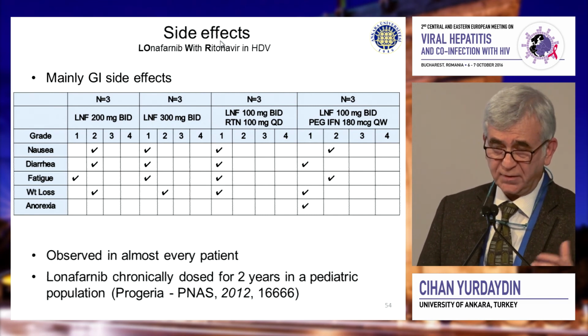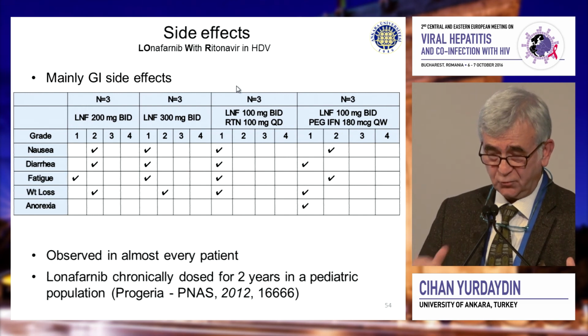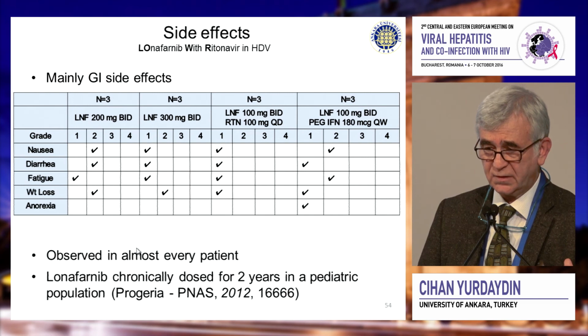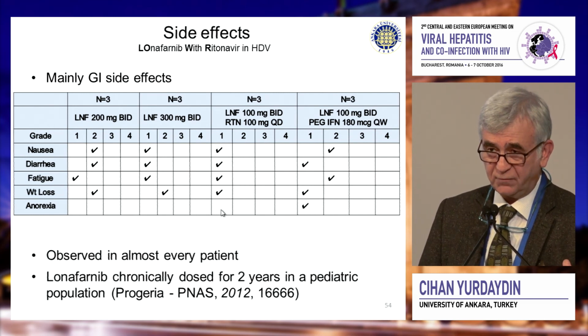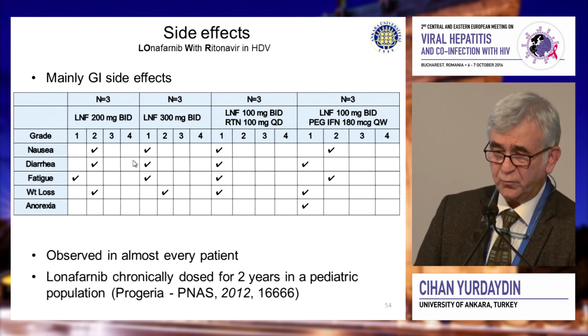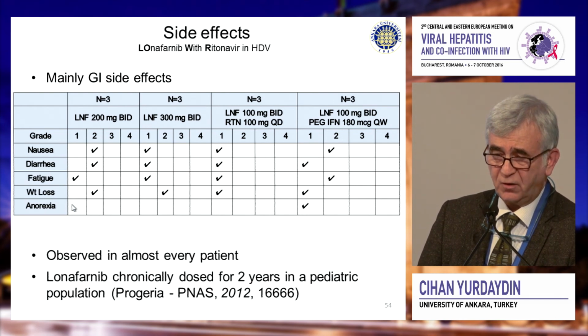We tried to find a dosing regimen which combines efficacy with tolerability. And if you look at 200 milligrams BID, 300 milligrams BID, and the degree of side effects according to CTCAE criteria, you can see with the lonafarnib ritonavir combination, side effects were at the level of grade 1, whereas with the others, there were many side effects of grade 2. What are the side effects? Basically, GI side effects: nausea, diarrhea, weight loss, and anorexia.